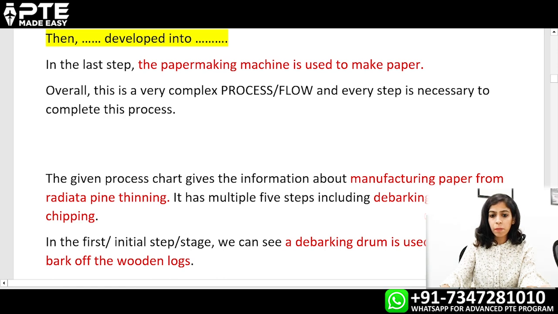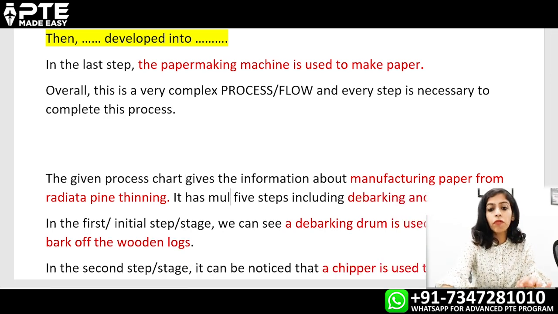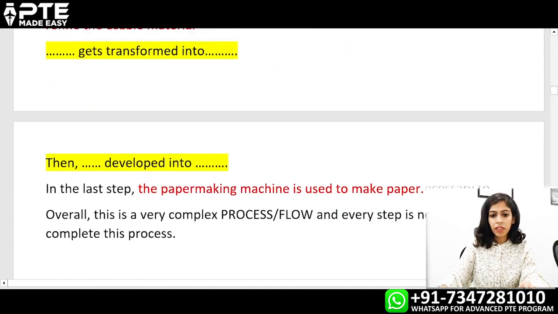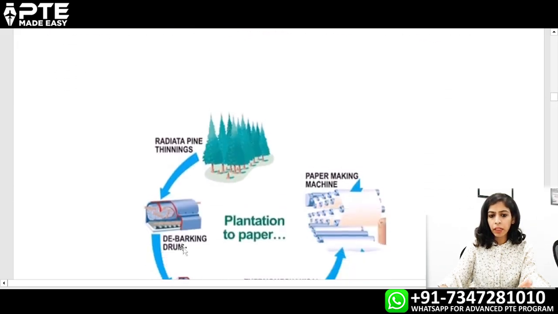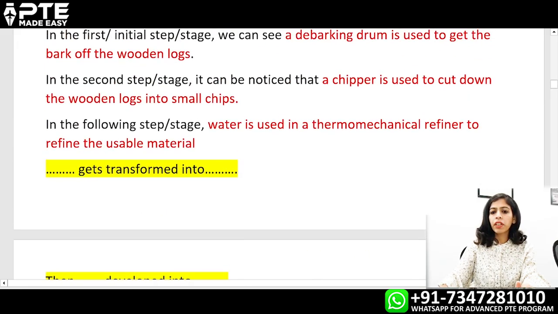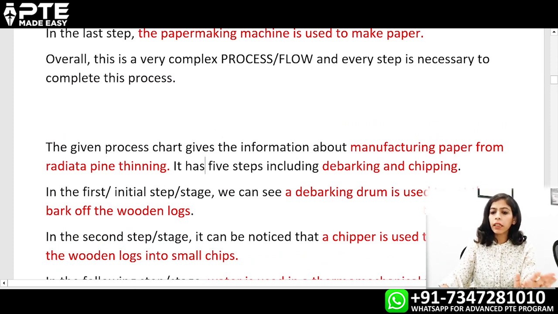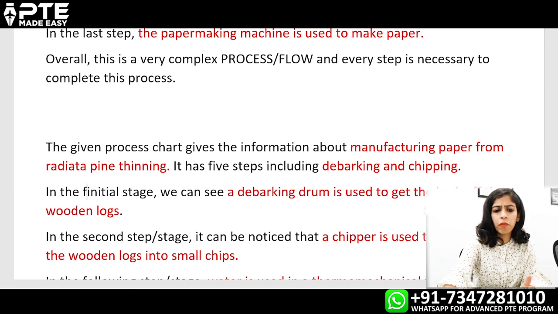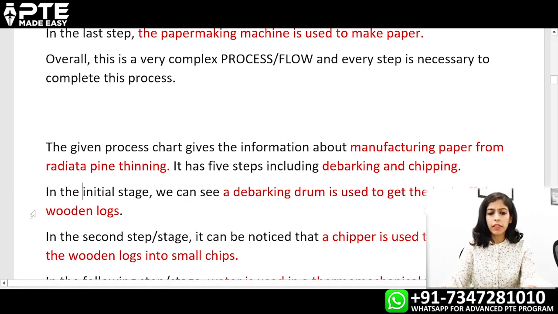It has 5 steps including multiple steps. We should write the number of steps it has. So it has 5 steps including debarking and chipping. As we can clearly see here, we have debarking stage and chipping stage. So we have written it including debarking and chipping. In the first step, we can write in the initial, in the first stage, whatever you want to write. Earlier we have used the term step, so here we can use stage. Later on we can again use step, so we can just use it in alternate steps.